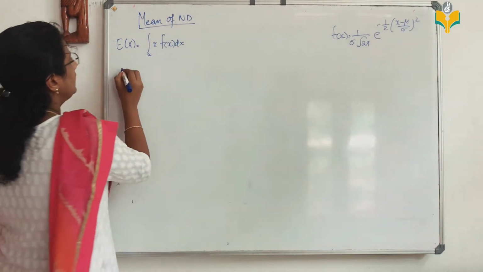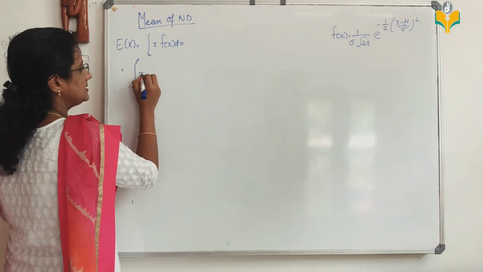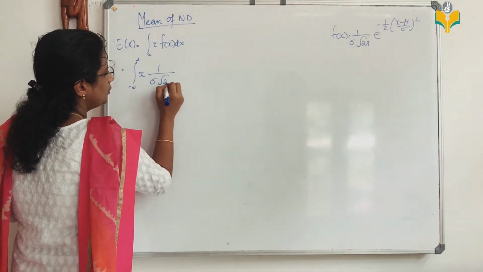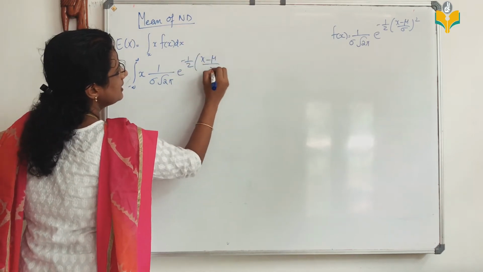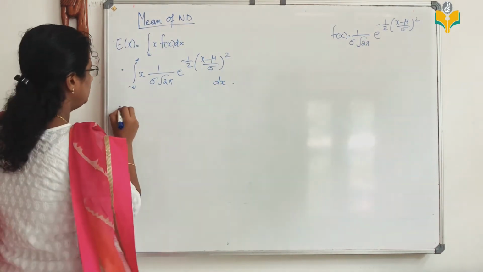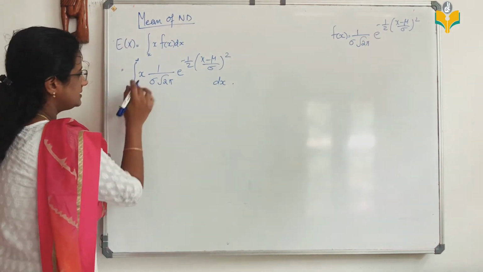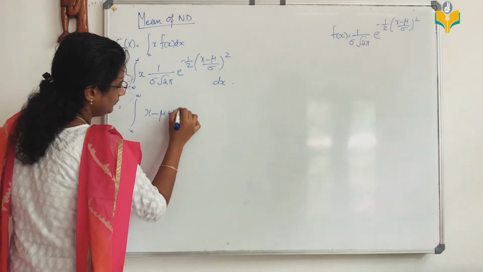Alright. Then substitute here: integral from minus infinity to plus infinity of x into 1 by sigma root 2 pi e raised to minus half into (x minus mu by sigma) the whole square into dx. Alright. Now I'll rearrange the term x as x minus mu plus mu. Alright.